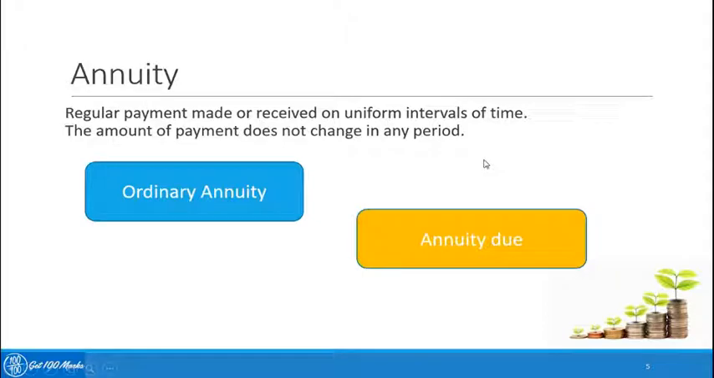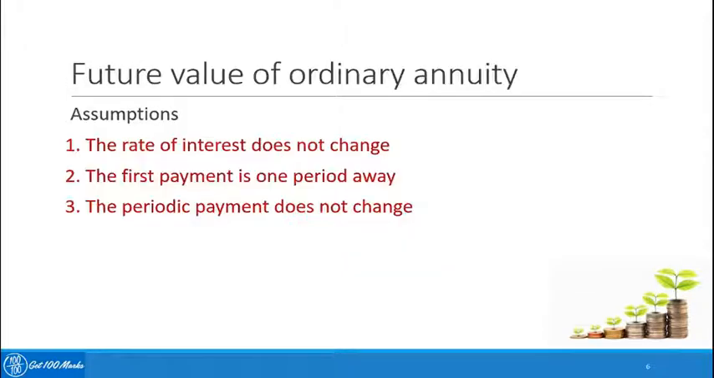Now, for an annuity, it's important for you to presume that the payment amount does not change in any period. It remains constant. We have two types of annuities: ordinary annuity and annuity due. For your purpose, we will just discuss ordinary annuity. We will not discuss annuity due in this tutorial.